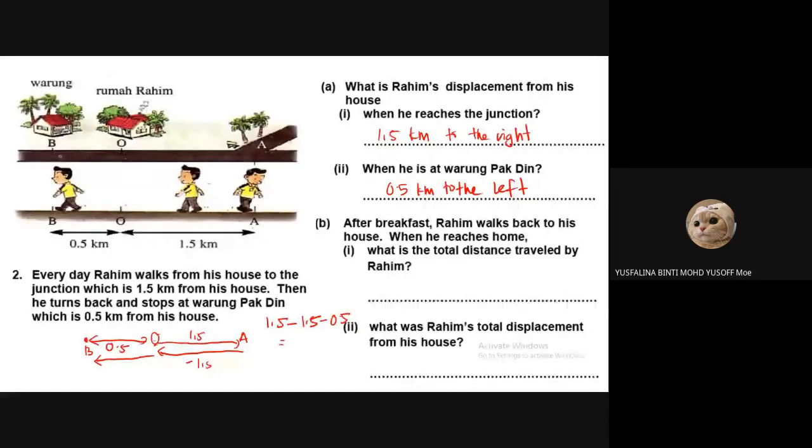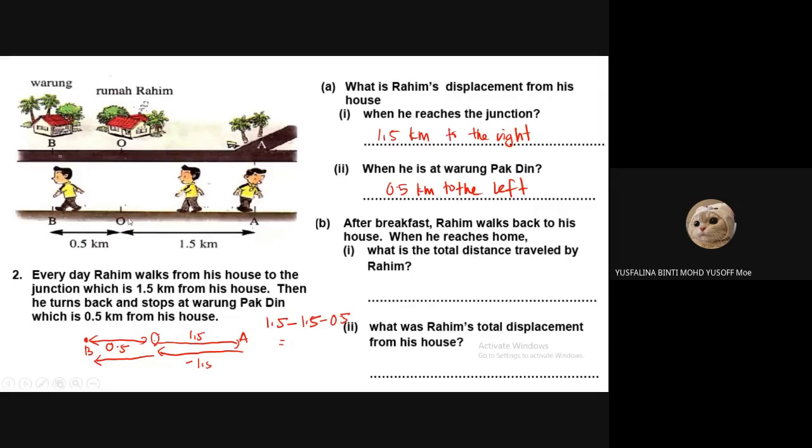So Rahim walked back to his house after breakfast. Okay, so he goes back to his house here, so 0.5. So now it's 1.5. The first one, you travel to the junction, right? So 1.5, and then add another 1.5. Because this is distance, you ignore the negative or positive value. You don't need to put the negative or positive, because this one is a distance, so just ignore.